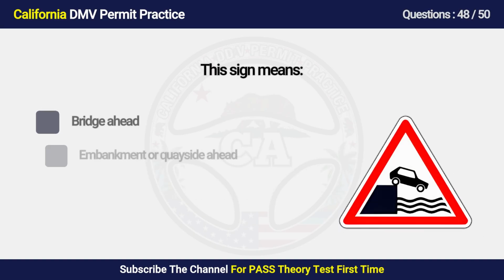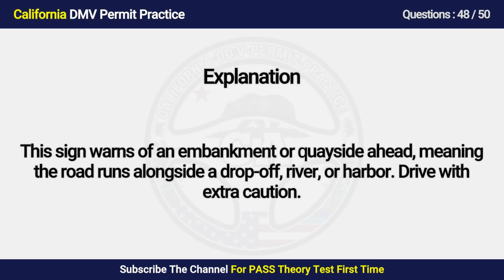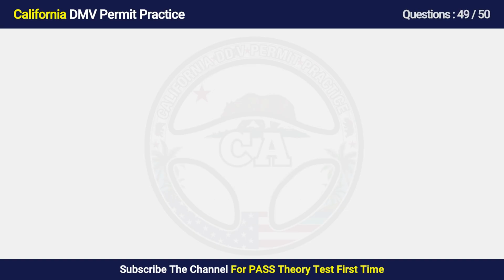Question 48. This sign means A. Bridge ahead. B. Embankment or quayside ahead. C. Falling rocks. D. Road over water. Answer is B. Embankment or quayside ahead. This sign warns of an embankment or quayside ahead, meaning the road runs alongside a drop-off, river, or harbor. Drive with extra caution.